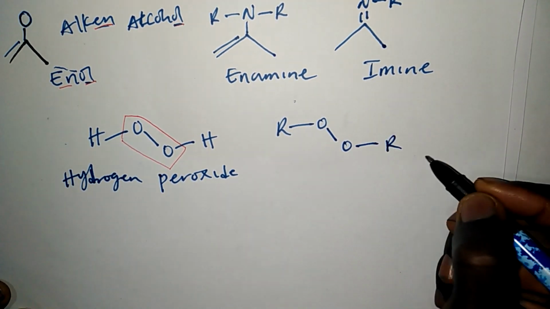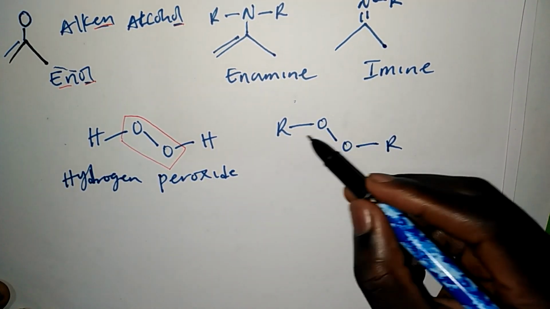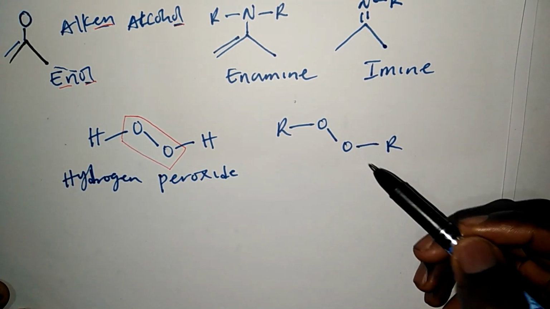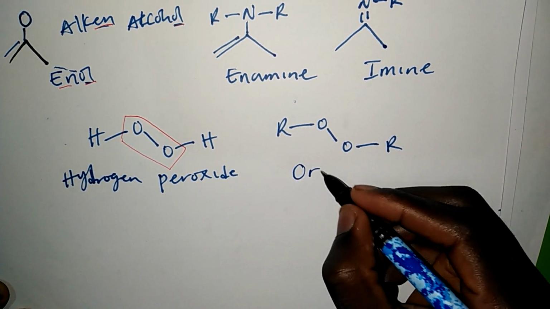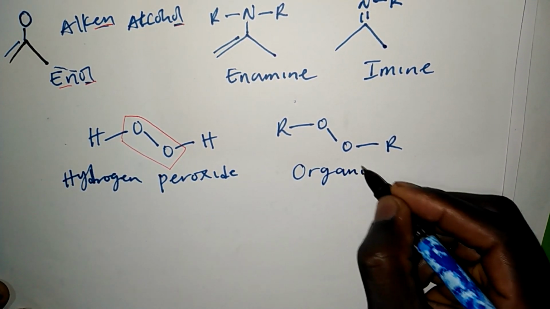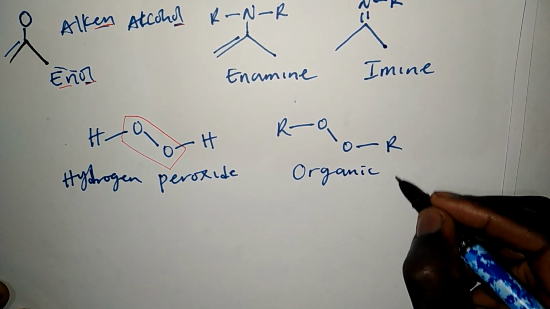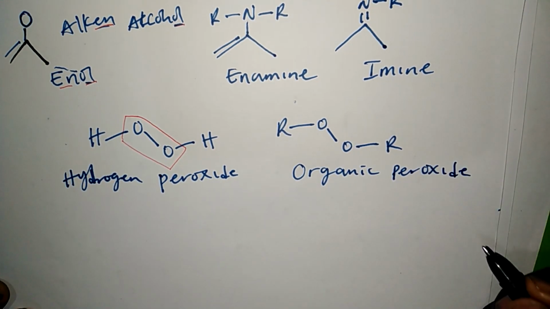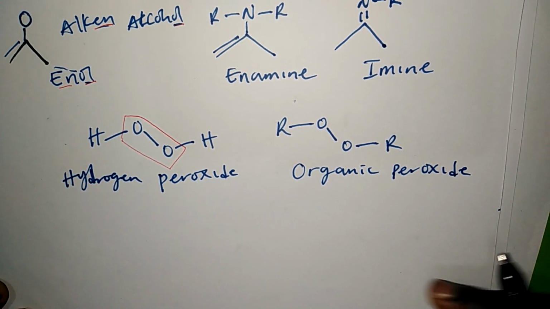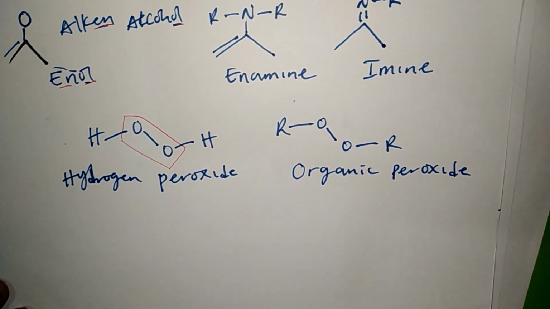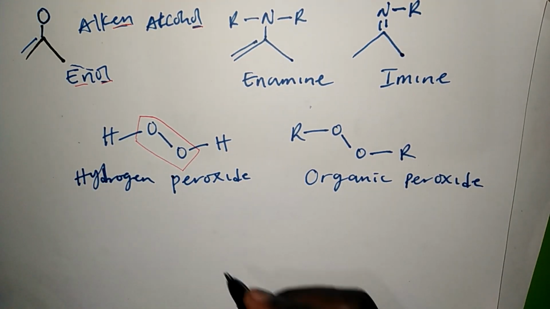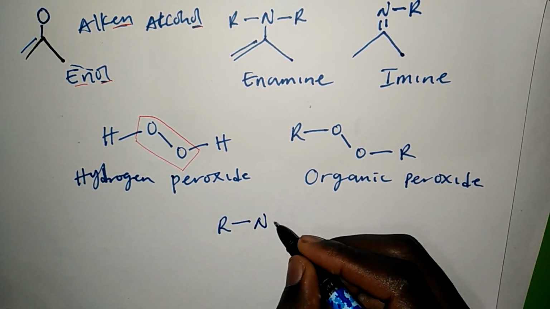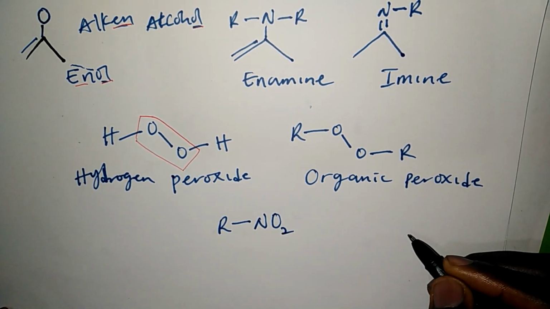Now, what if you now have it in an organic compound? We have R. Now, this is the peroxide group, but in this case, we don't have it attached to 2 hydrogens, but to 2 R groups. So in this case, you call it an organic peroxide. What if you have a functional group like this? We have an R group directly attached to nitrogen having O2. This particular functional group is known as a nitro group.